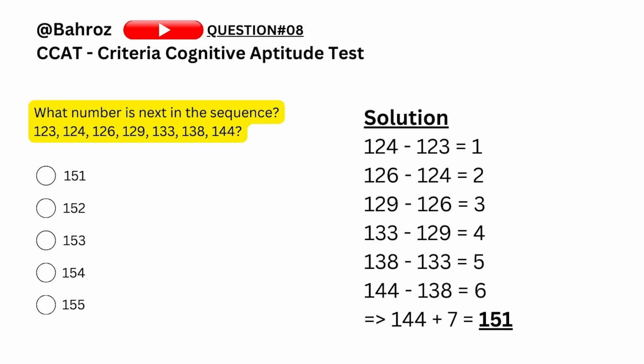What number comes next in the sequence? Here we have 123, 124. There's a difference of 1.